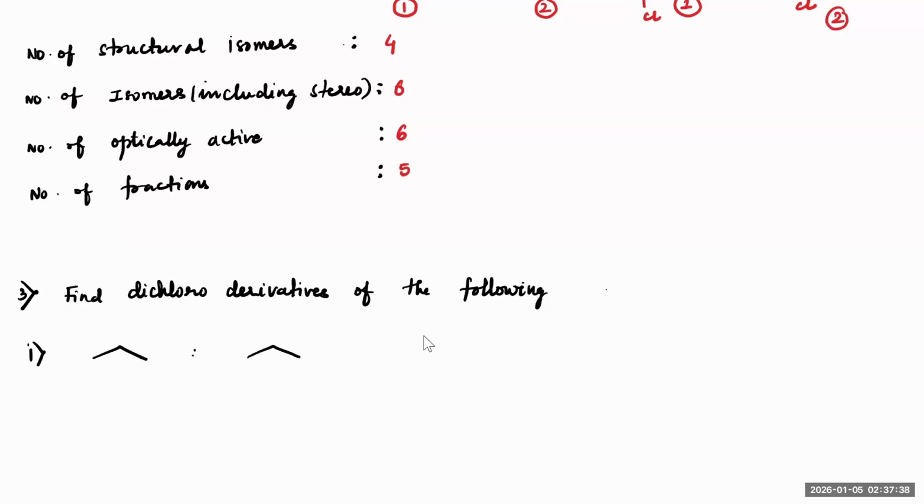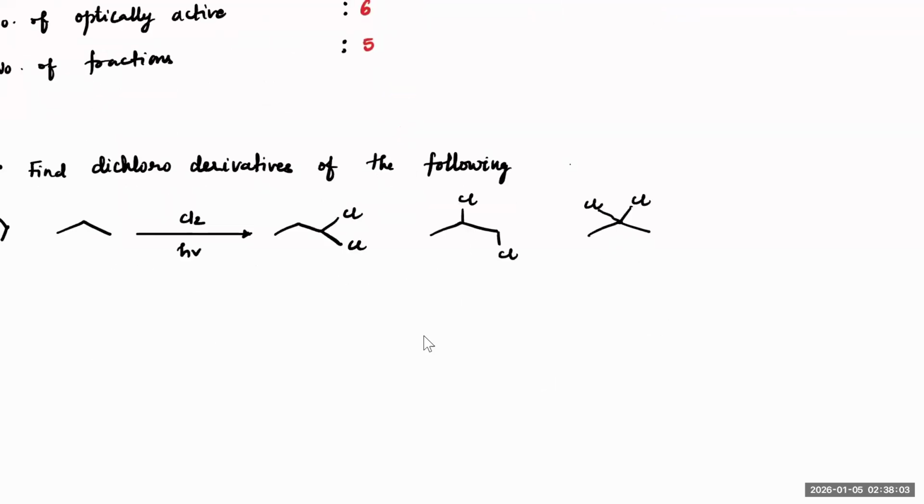Okay. So if propane is going through dichlorination, Cl2, h nu. So we can have two chloro like this. We can have two chloro like this. We can have two chloro this way, and we can have two chloro like this. This is the way we can have dichloro derivatives. Correct?